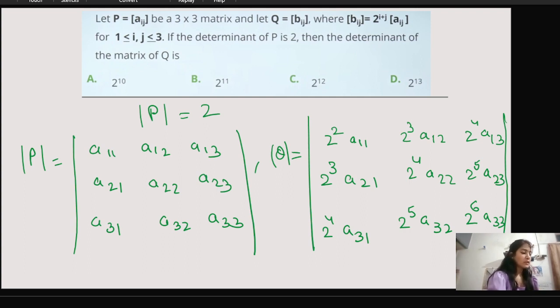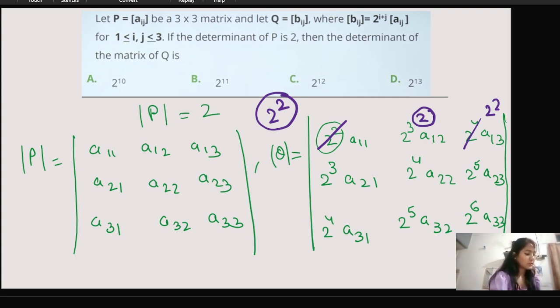So from here, if we take 2 square common from this row, then the 2 square will cancel, and here we are left with only 2, because we have already taken 2 square common, and here we are left with 2 square. Only this row, because we are finding the determinant here, so we can take common only from a row or a column.